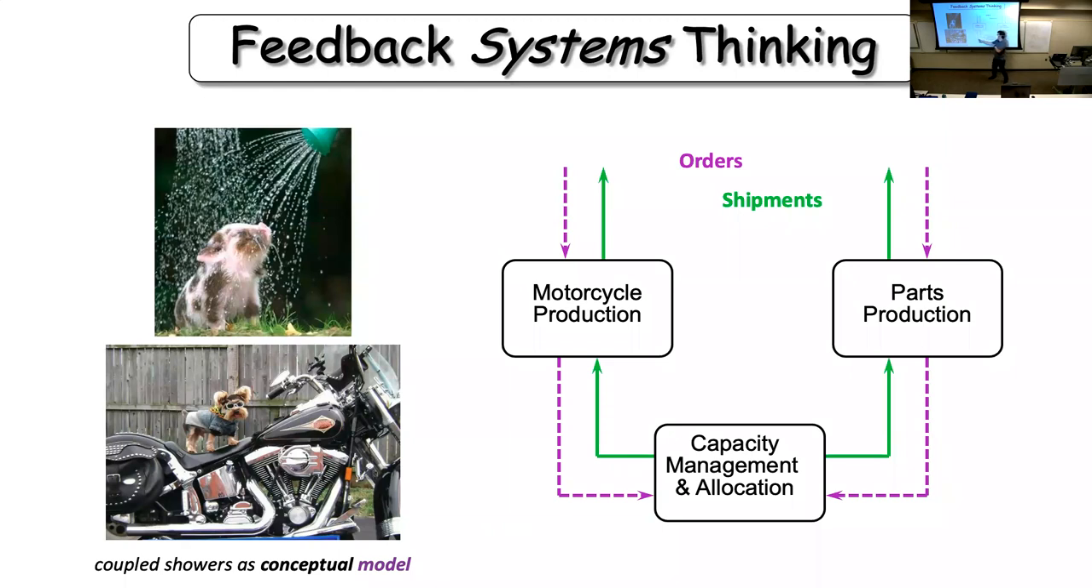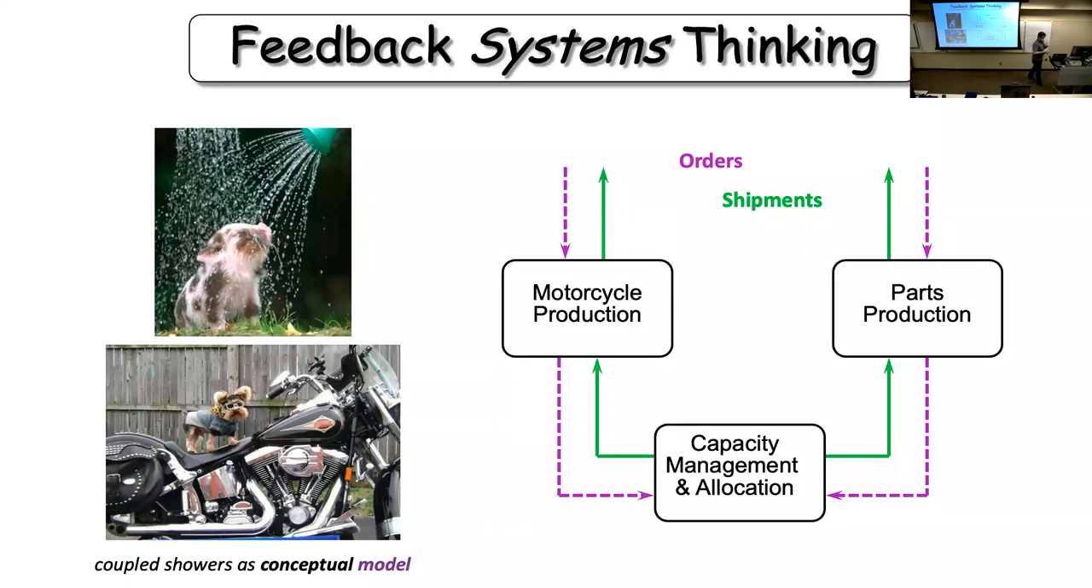So when orders come in, they go all the way into the capacity management. They allocate money and resources to the motorcycle production, and then motorcycles go out. Similarly, when parts come in, the parts just don't magically appear. Those orders go in, they allocate money to parts production, and then those parts go out.